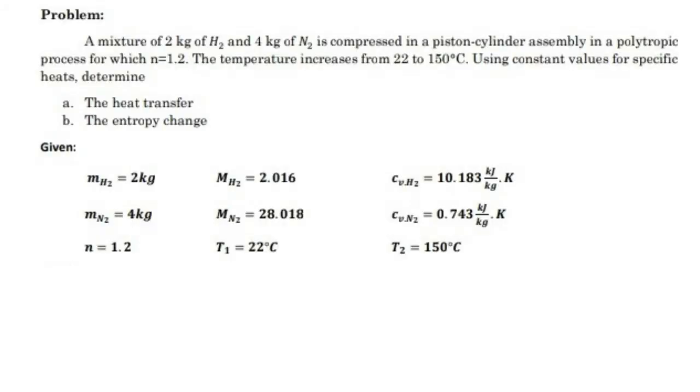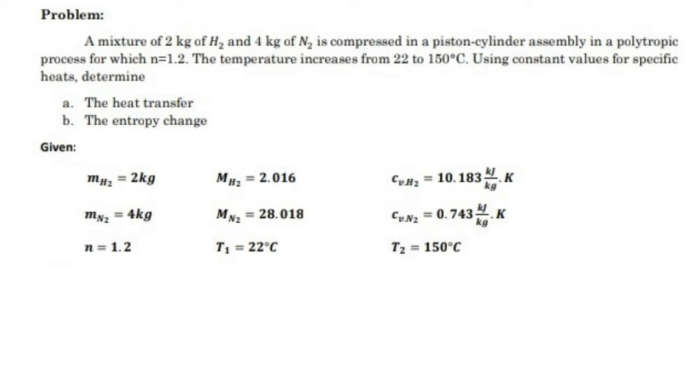A mixture of 2 kilograms of hydrogen and 4 kilograms of nitrogen is compressed in a piston-cylinder assembly in a polytropic process for which n is equal to 1.2. The temperature increases from 22 to 150 degrees Celsius. Using constant values for specific heats, determine the heat transfer and the entropy change.